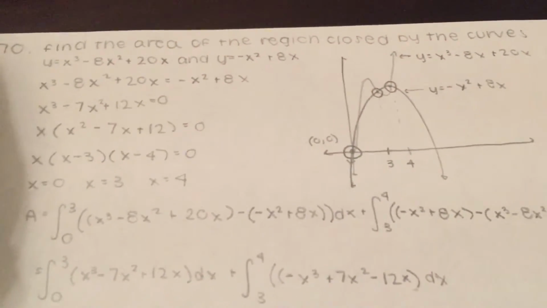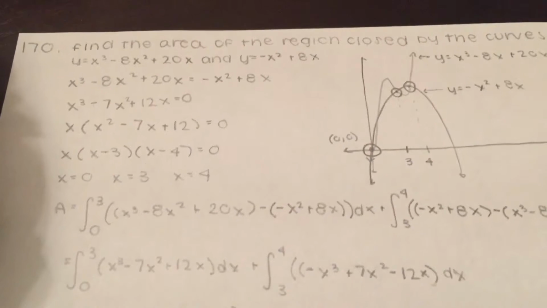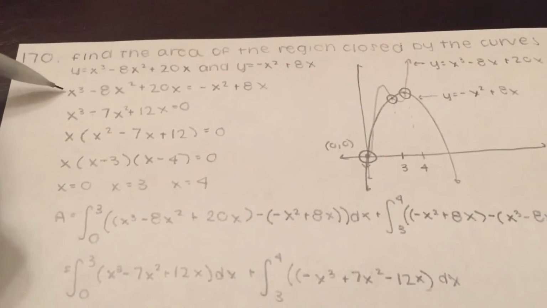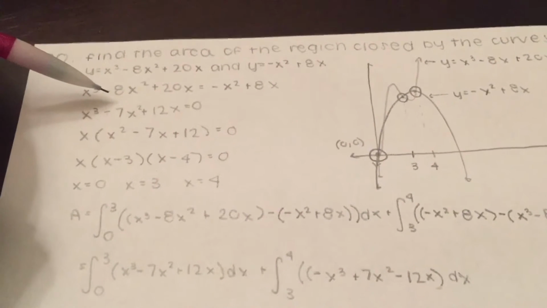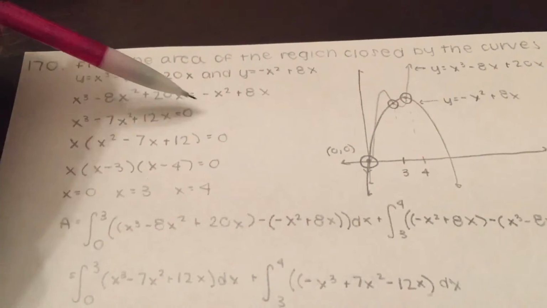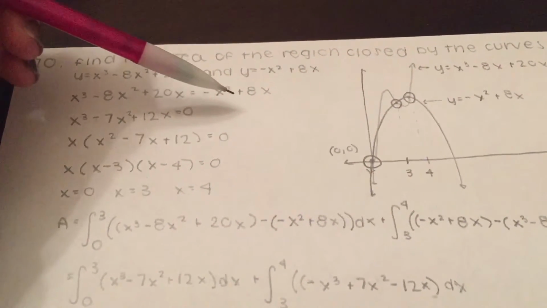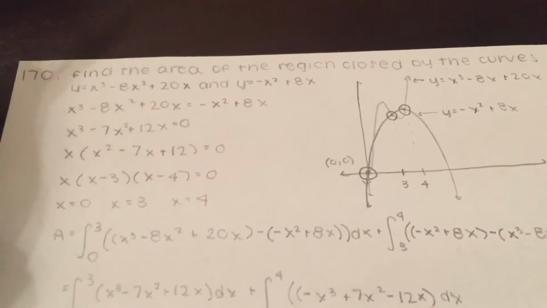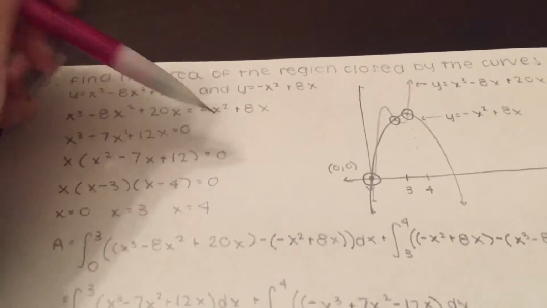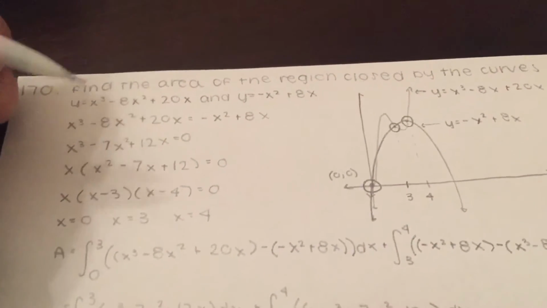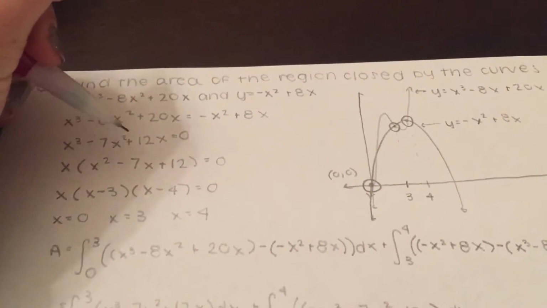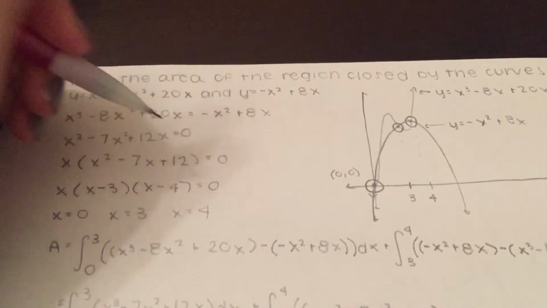So first you need to find the points of intersection, and you can do that by setting the two equations equal together. So you start off by having x cubed minus 8x squared plus 20x equals negative x squared plus 8x. You want to move both terms to the side and set them equal to 0, so your equation turns into x cubed minus 7x squared plus 12x equals 0.